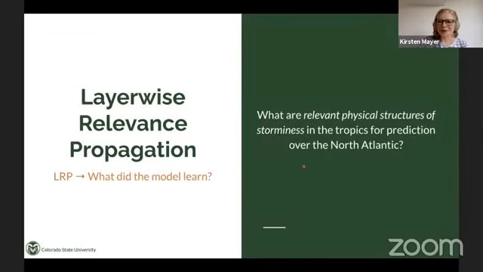So of course we use layer-wise relevance propagation, which is our favorite tool, or LRP, and we're basically asking, what did the model learn? So in this case, we're asking, what are the relevant physical structures of storminess, or the storms in the tropics, that lead to enhanced prediction skill over the North Atlantic 3 weeks later.